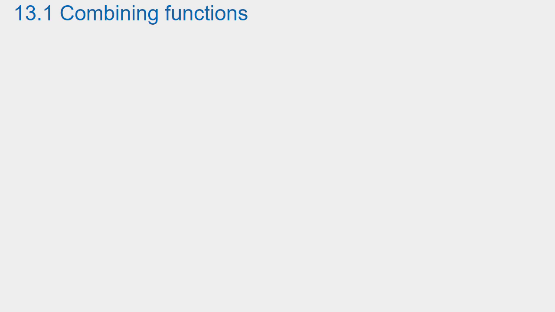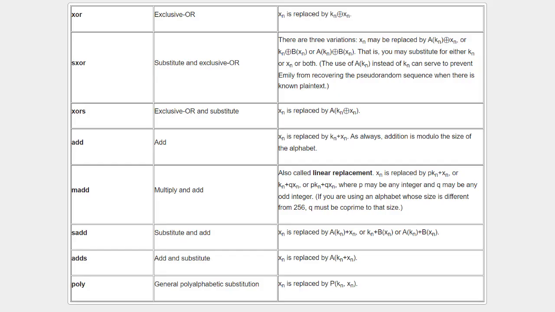Section 13.1. Combining functions. The most common types of stream ciphers use one key unit to encipher one plaintext unit. The units are usually letters or bytes, but hex digits or even bits can also be used. The key unit is combined with the plaintext unit using essentially the same combining functions that were used with the ripple ciphers in section 11.8, but using a key unit in place of the preceding unit.